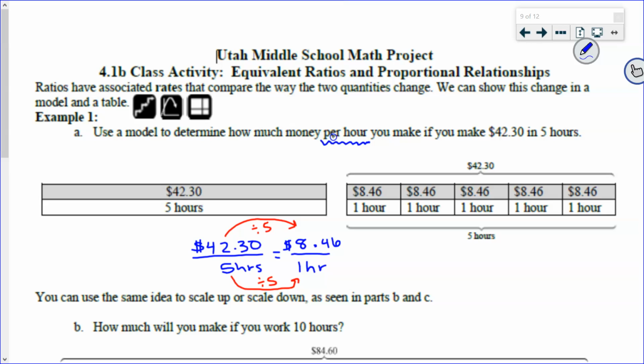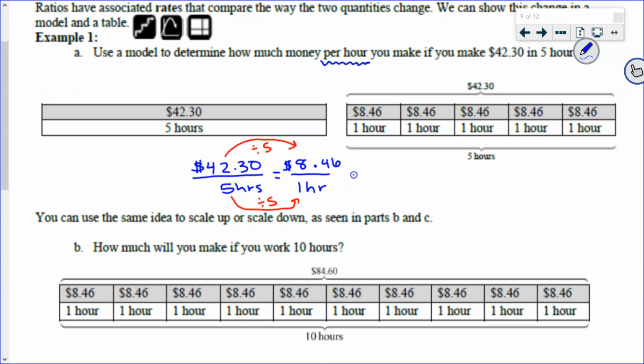You have a choice. Which way do you like showing your work? Do you like drawing out the whole entire bar and then redrawing it, splitting it into 5 pieces? Or do you like just writing it as a ratio? I do too. And the reason why I like writing it as a ratio, one, it takes a lot less space. Two, it takes a lot less time.